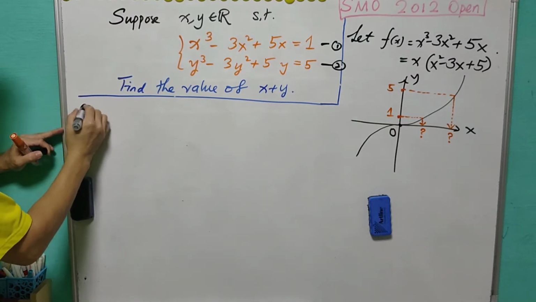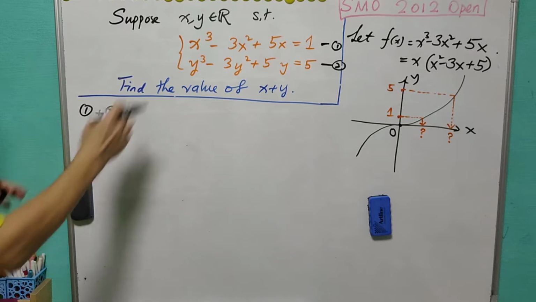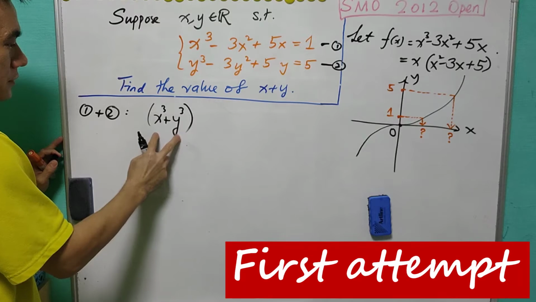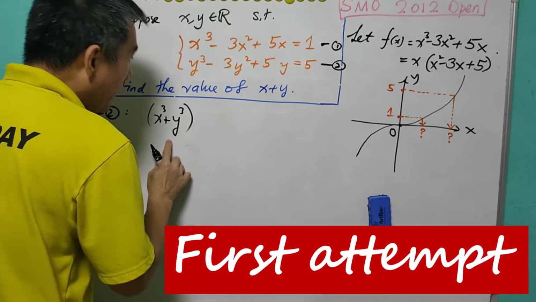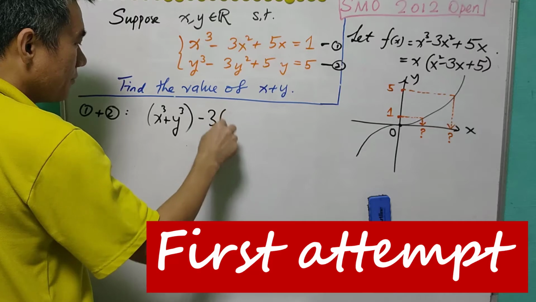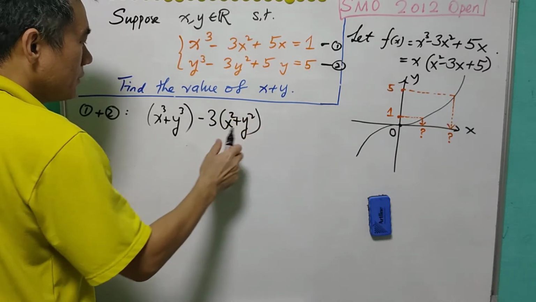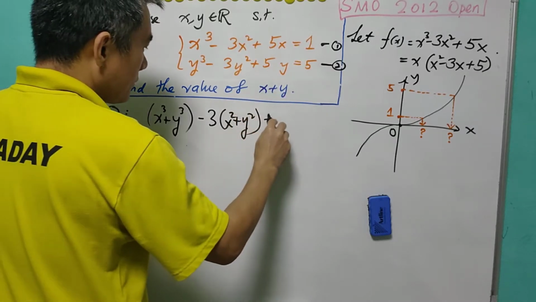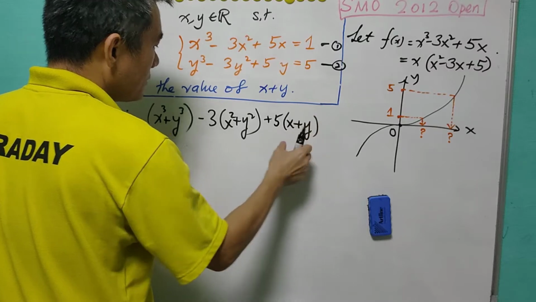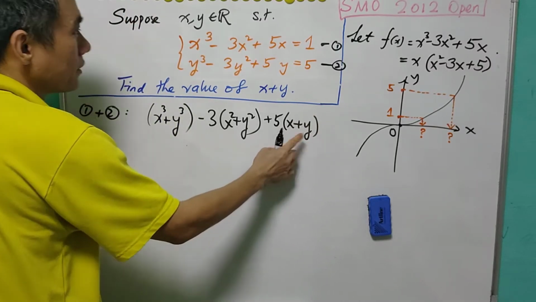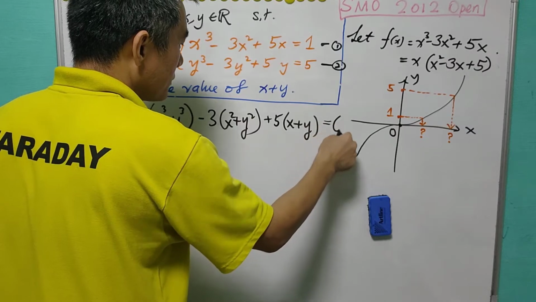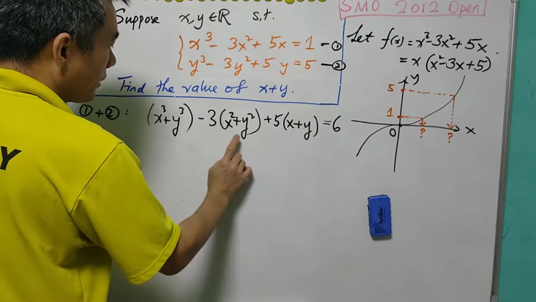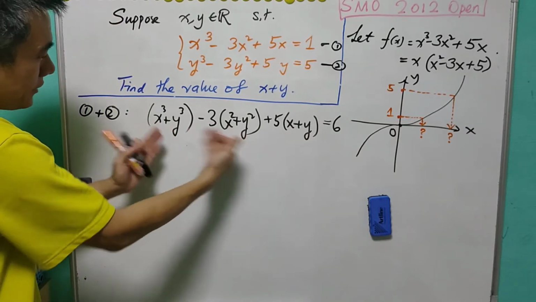If we just add 1 and 2, then we'll have x cubed plus y cubed. That is good because there is a factor of x plus y. And for this, negative 3 times x squared plus y squared, it doesn't seem very good because there is no factor of x plus y. But 5 of x plus y, this itself is a factor of x plus y. That's good. And the sum is equal to 6. As mentioned, there is a factor of x plus y here and here, but not here. So we may need to combine these two.